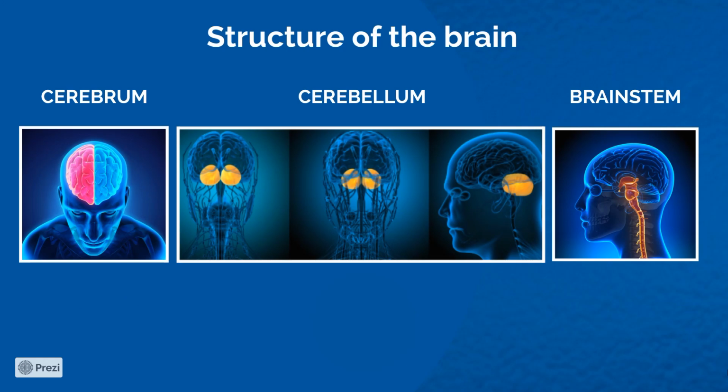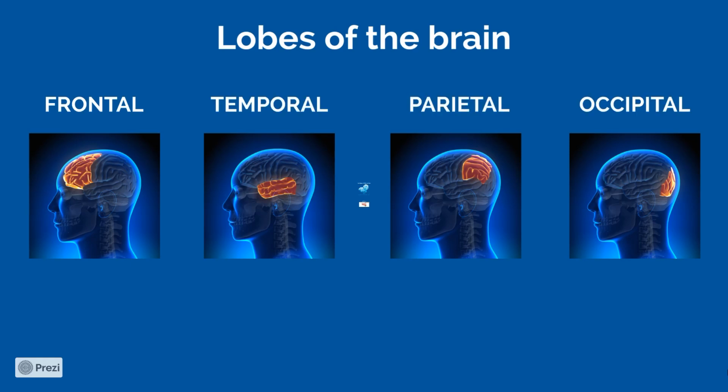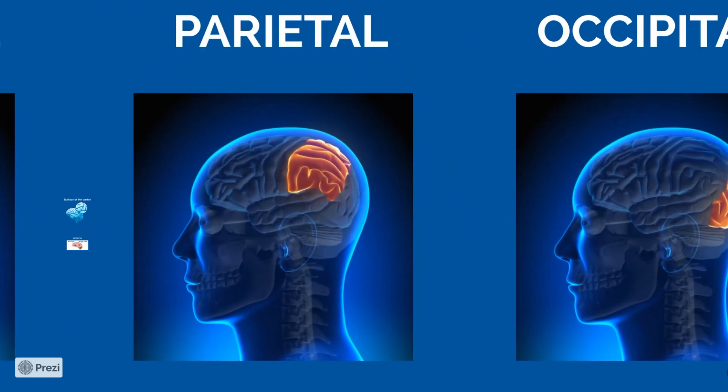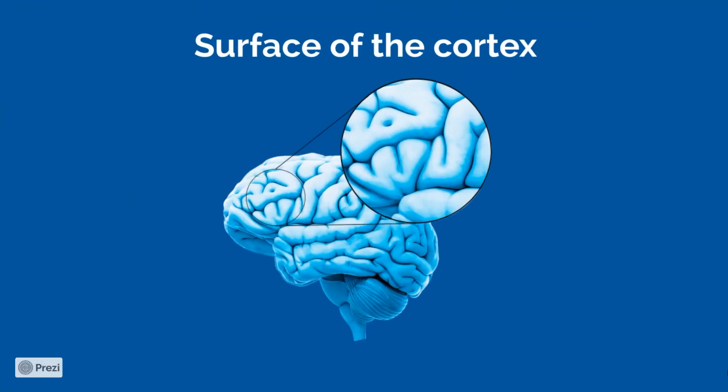The cortex is the outer part of the brain and is divided into several lobes, such as the frontal, temporal, parietal, and occipital. Pay attention to the pronunciation of parietal and occipital. The surface of the cortex is characterized by numerous convolutions called gyri, separated by grooves called sulci.